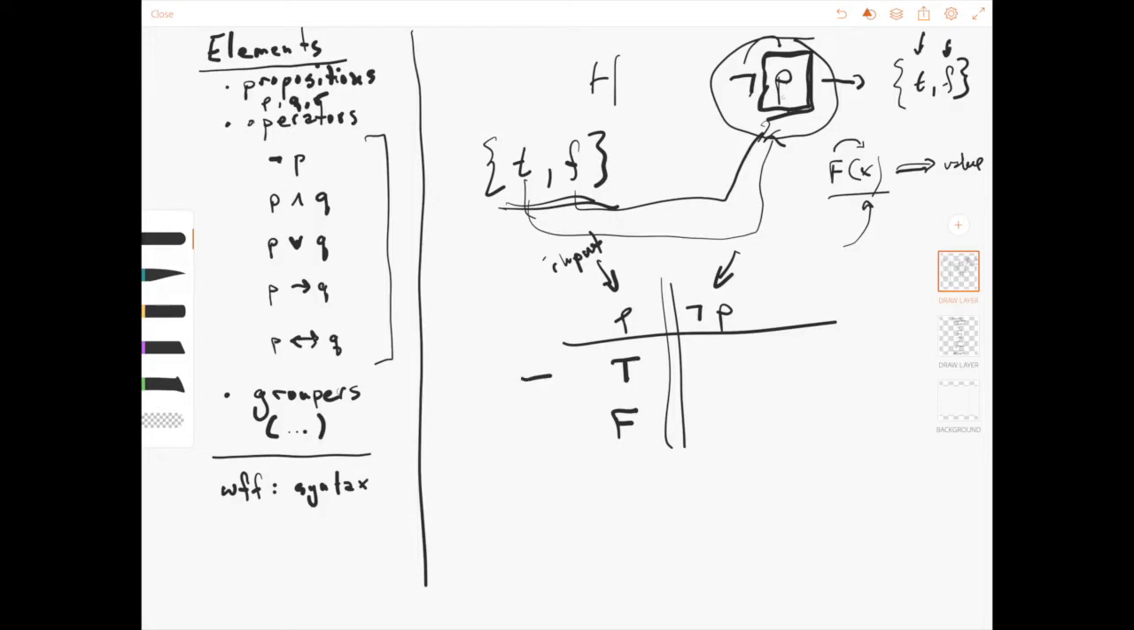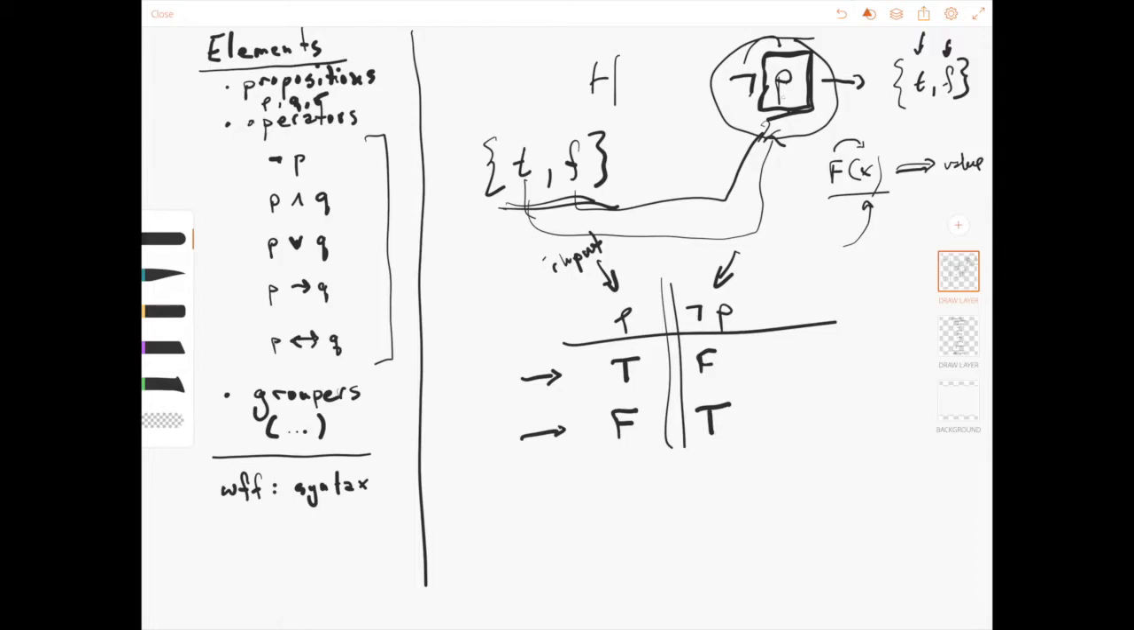So with this input, each row is going to represent one application of the operator. On the first row, P is going to have the value true. Not P is going to give us the output false. For the second row, P is going to have the value false, and not P will output the value true.